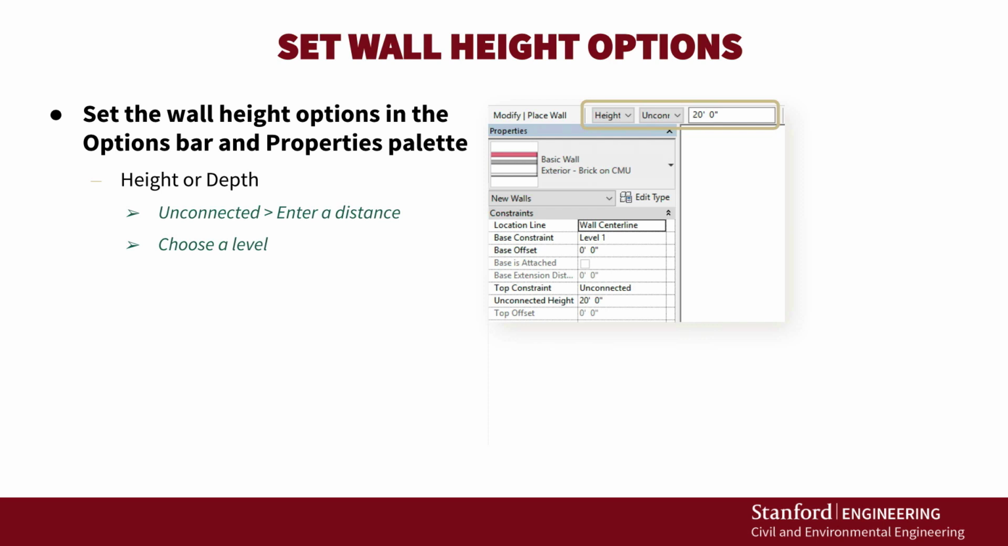But an even better way to make that choice is to instead choose a specific level. And I'd recommend choosing level 2. So you'll be creating a wall to go from level 1 up to level 2 in your model.